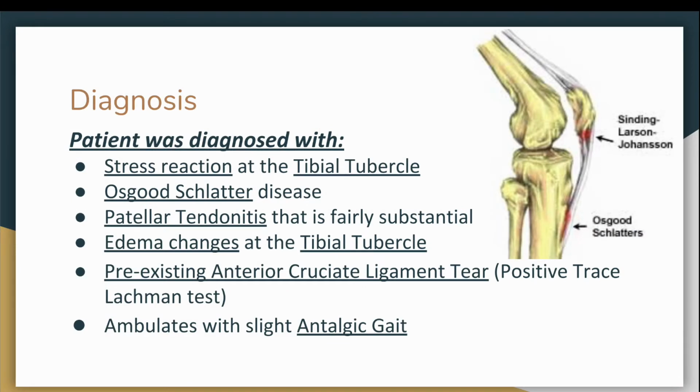The patient was diagnosed with a stress reaction at the tibial tubercle, Osgood-Schlatter disease, patellar tendinitis that is fairly substantial, edema changes at the tibial tubercle, a pre-existing anterior cruciate ligament tear with positive Trace-Lachman test, and the patient ambulates with a slight antalgic gait.